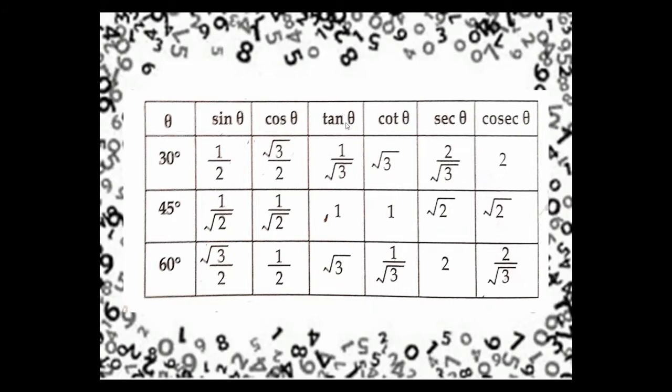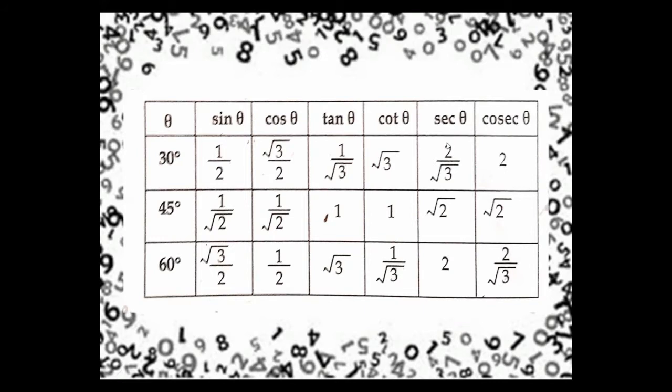Now the inverse of tangent is cot, so its values are inverted. The value of cot 30 is root 3. The value of cot 45 is 1. The value of cot 60 is 1 upon root 3.